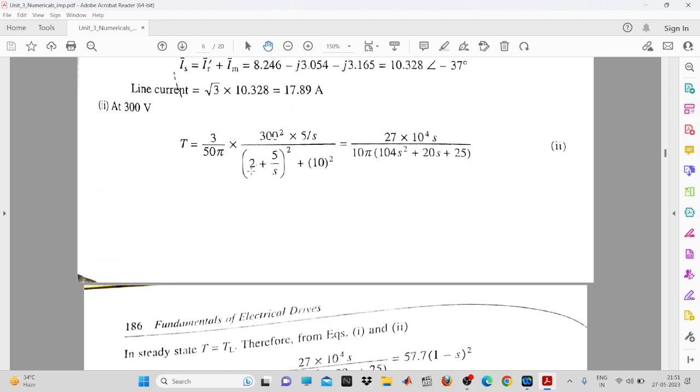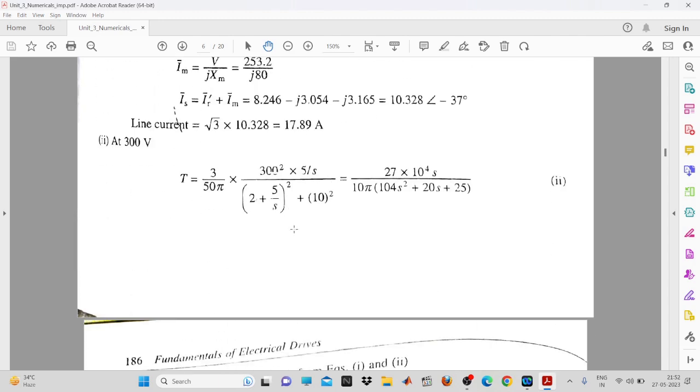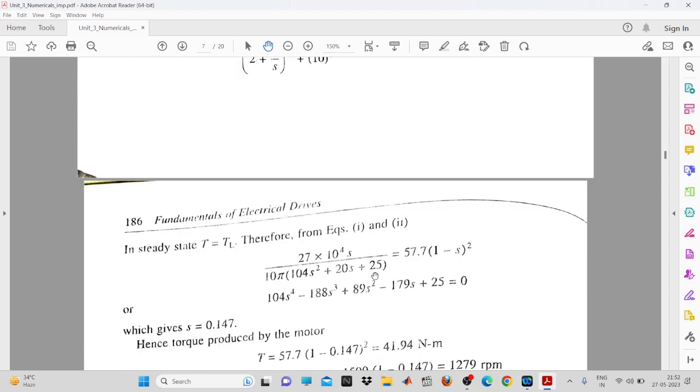In this equation, everything will be the same. Initially, in the first part, we wrote V as the unknown quantity. So now here slip will be the unknown quantity. So I think you need to solve this again. T will be equal to TL. So you'll get a quadratic form.